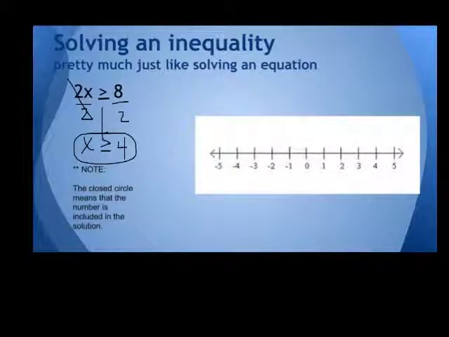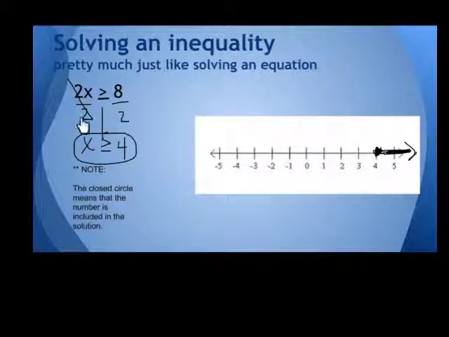Now, the way that we're going to graph this solution is to start at 4. And in this case, this is different than the last one. We're going to put a closed circle. Oh, that's not really on 4. It's supposed to be right on 4. A closed circle on 4. And then we're going to shade in the line all numbers that are greater than that. And then we put an arrow on the end to say it goes on forever. So look at what I have here.